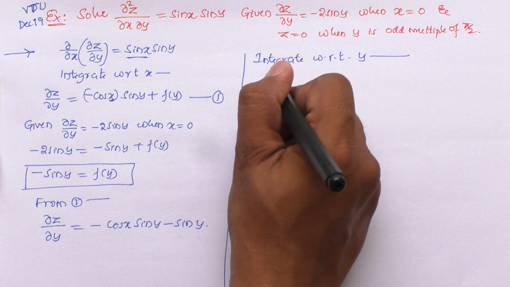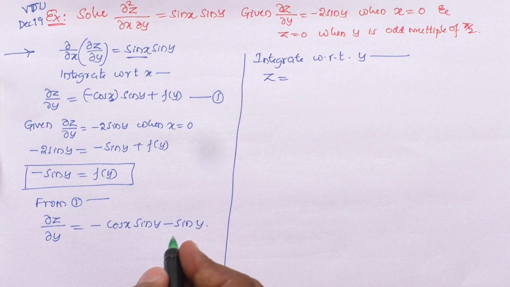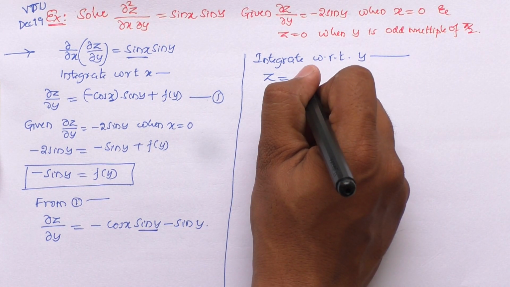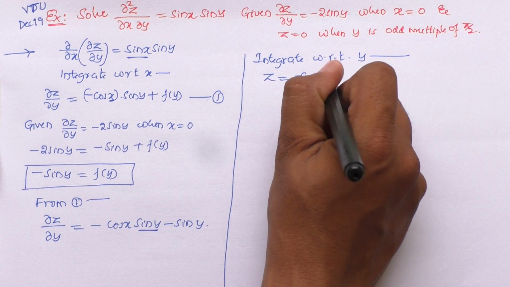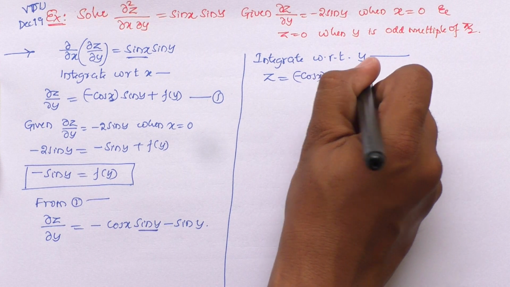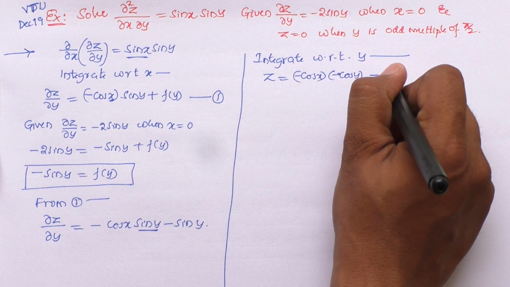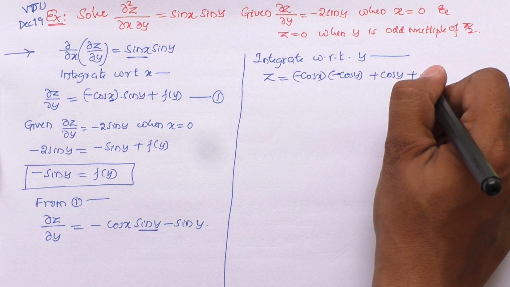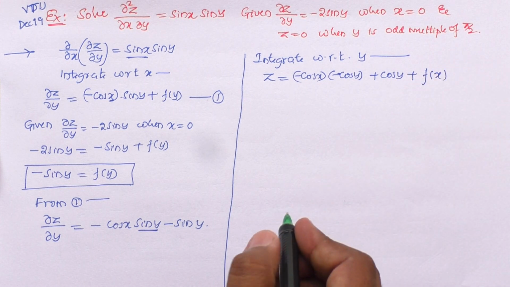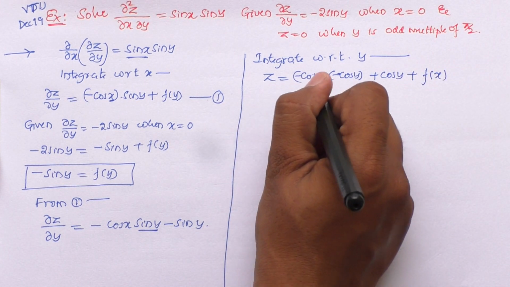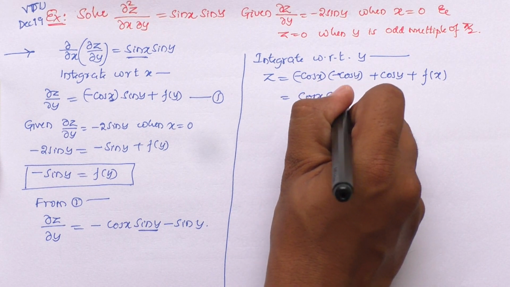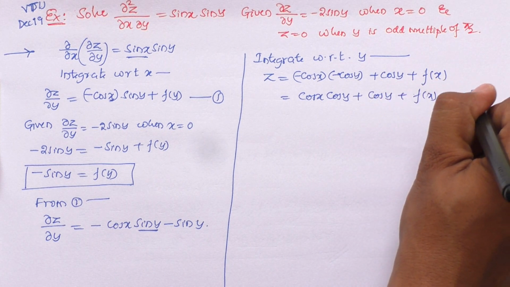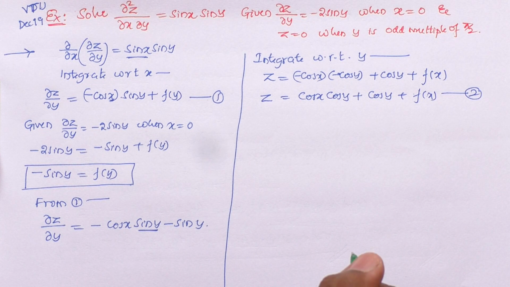The del by del y differential operator will be removed, and you will get z. With respect to y, the x term is treated as constant. The integration of sin y gives minus cos y, so minus cos x sin y integrates to plus cos x cos y, and minus sin y integrates to plus cos y, plus an arbitrary constant. The constant will be the other variable term, that is f of x. So it can be written as cos x cos y plus cos y plus f of x. Take this as equation number 2. So z equals this.